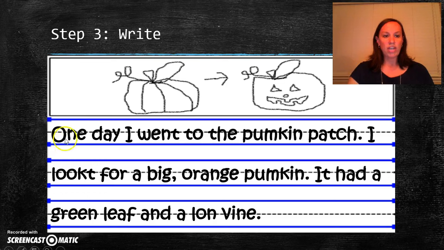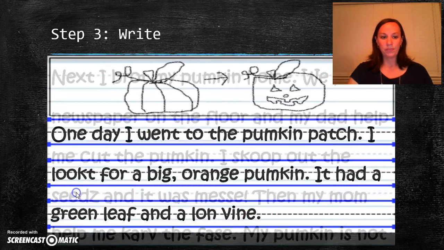You'll also want to be checking to make sure you have a capital letter, you've got spaces between your words, and you're ending with punctuation at the end.